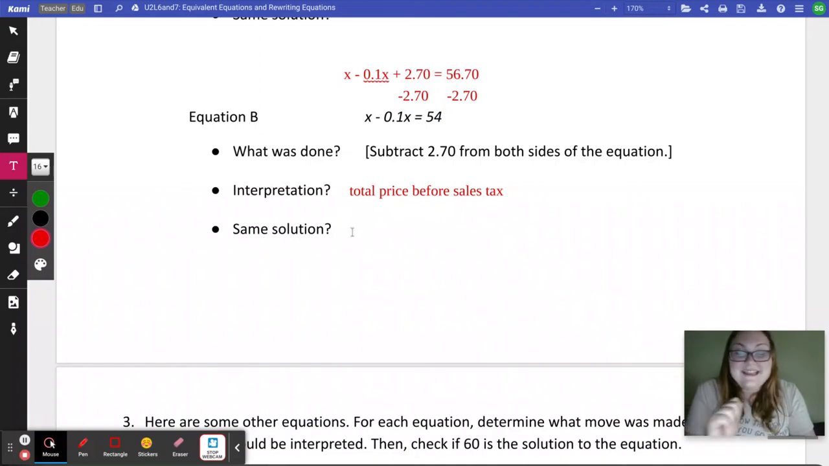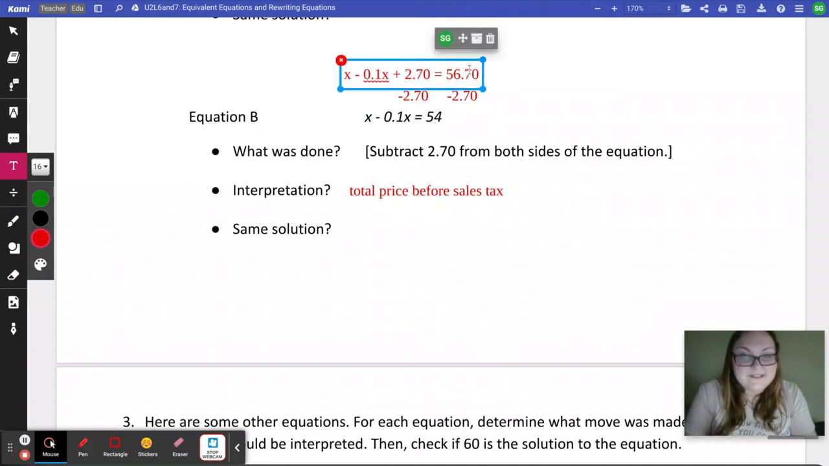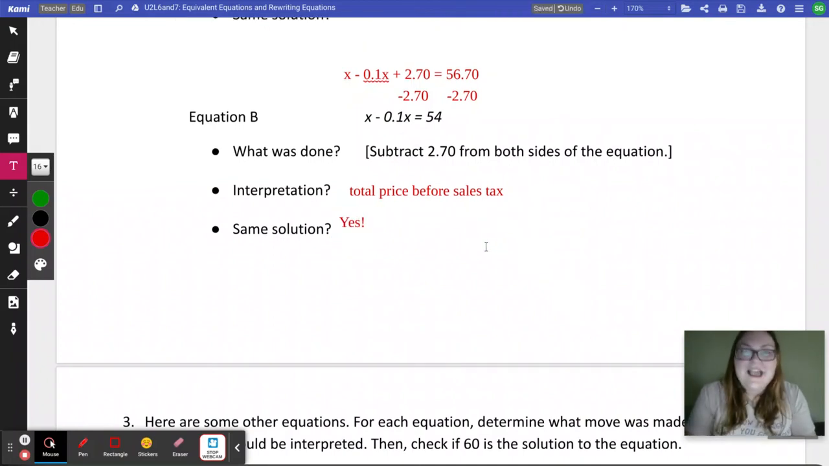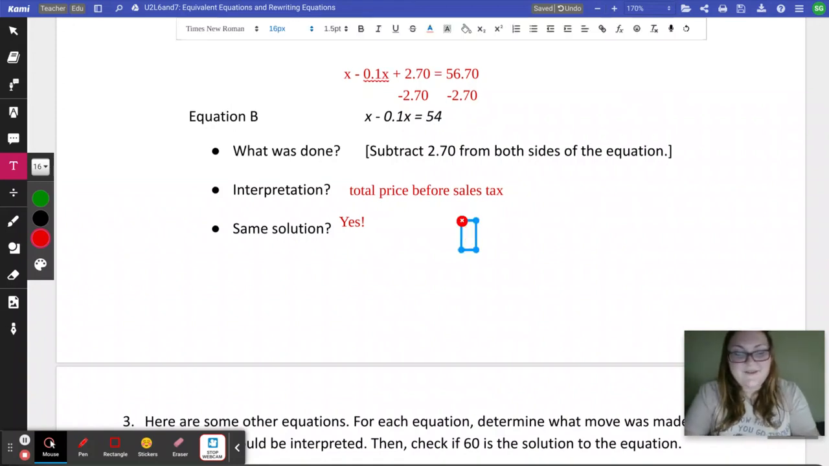That means that this new equation here represents the same story. The X here still is describing a $60 pair of jeans. It's just showing me the price before sales tax instead of the price after sales tax. But we're going to say for the same solution, yes. If you don't believe me, how could we check to see that it's the same solution? Well, we know from earlier the solution is 60, so I could check it and verify by replacing x with 60, just like we did before.